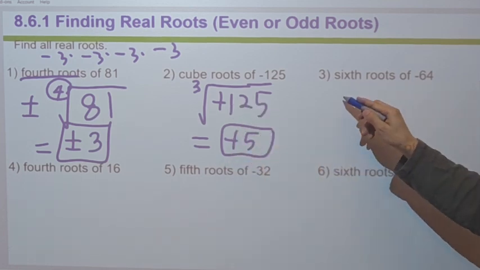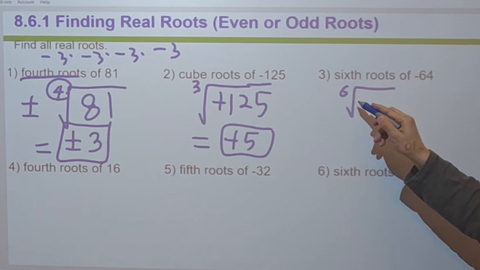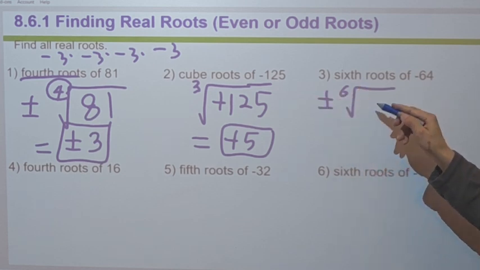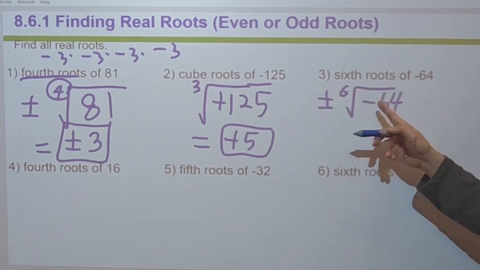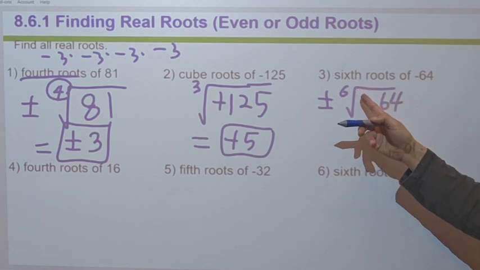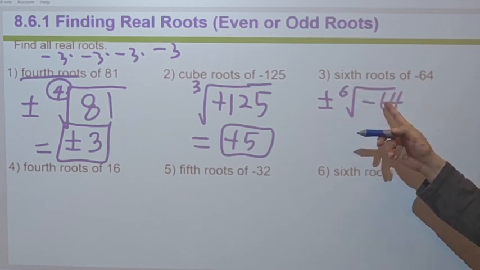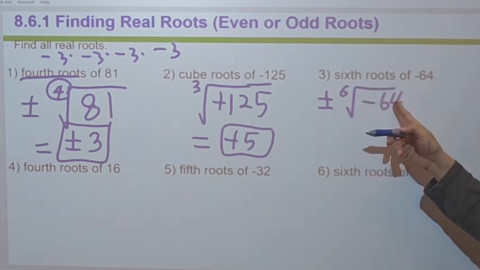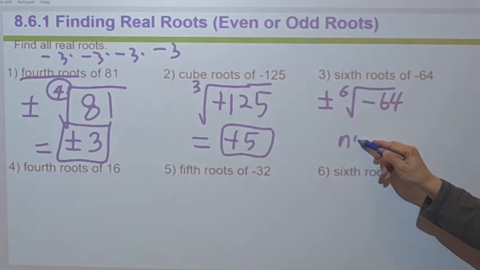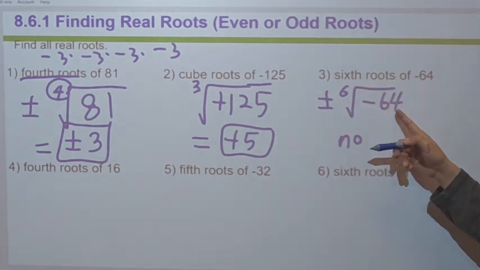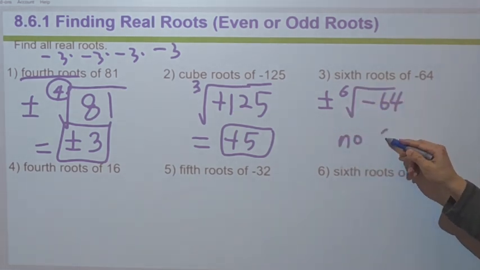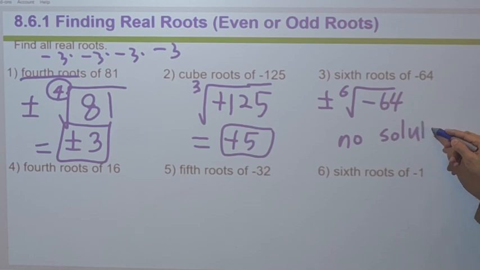But for the sixth root of negative 64, it is an even root, so plus or minus, but when you multiply 6 times, any negative number becomes positive. So this has no solution. A negative number inside an even root is not possible. So no solution here. Okay?